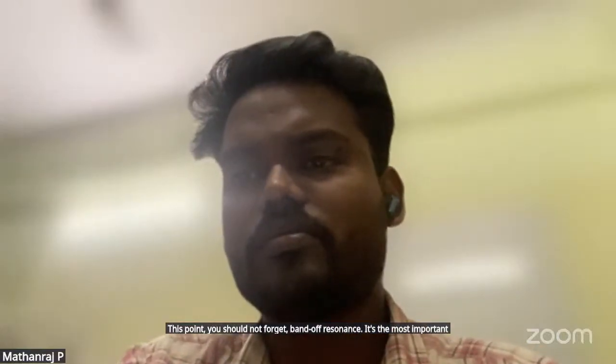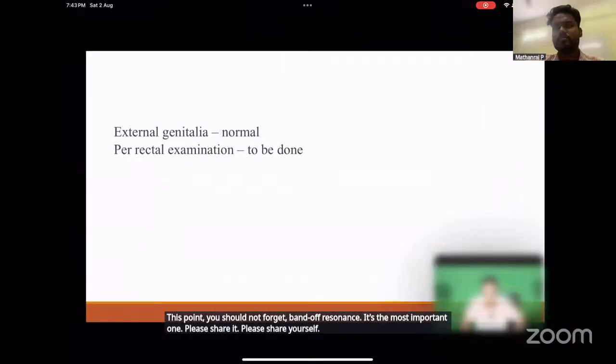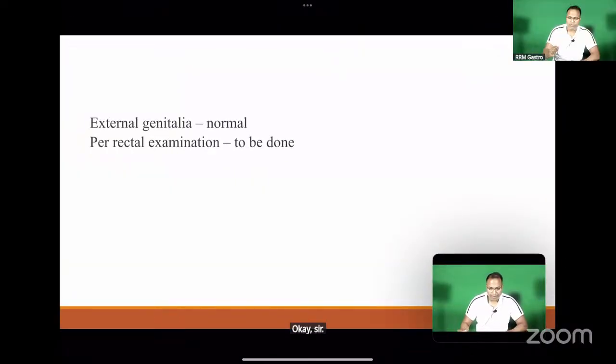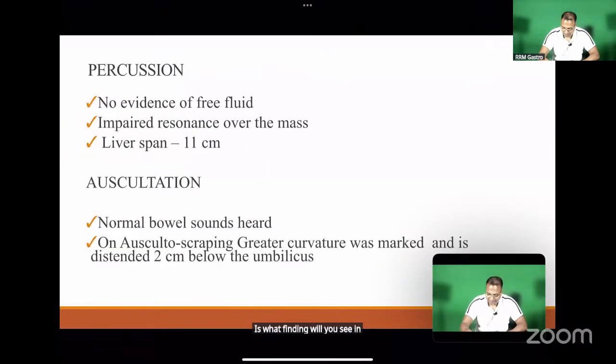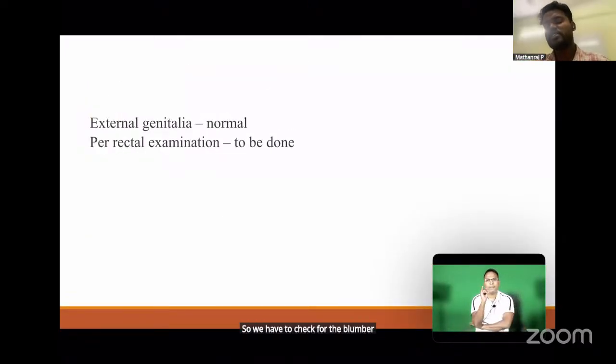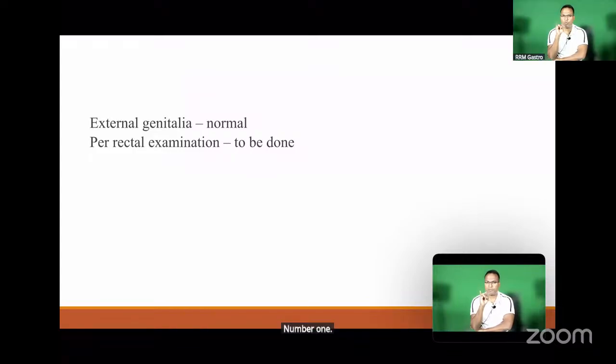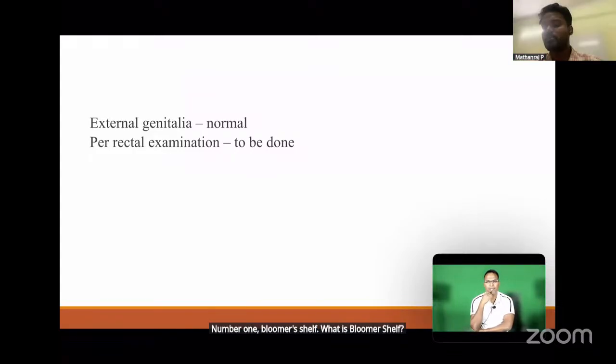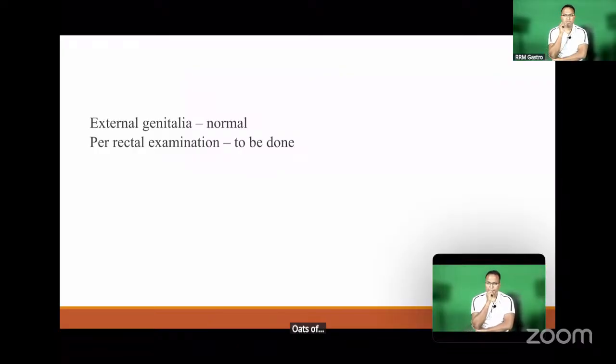Please share yourself. Yes, what finding will you see in a per rectal examination of cancer stomach? Sir, we have to check for the Blumer's shelf if there is any metastasis present, sir. Number one, Blumer's shelf. What is Blumer's shelf? Pouch of Douglas.